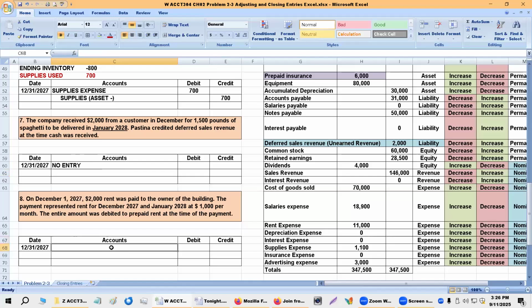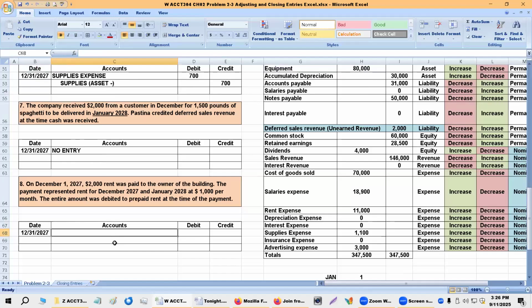All right, let's go to the last one. On December 1st, 2,000 rent was paid to the owner of the building. The payment represented rent for December and January at $1,000 per month. Okay. The entire amount was debited to prepaid rent.